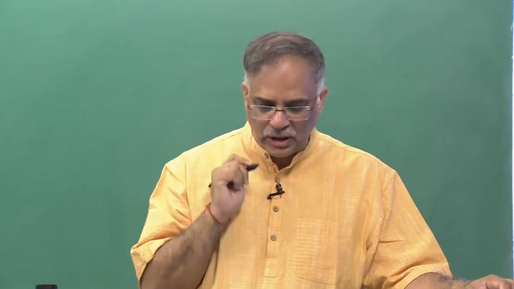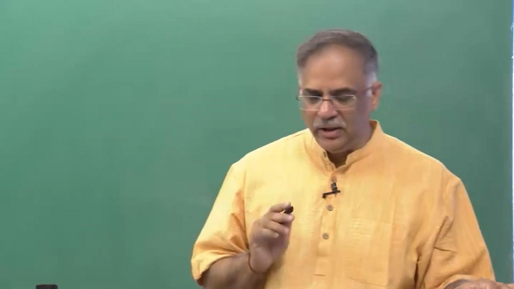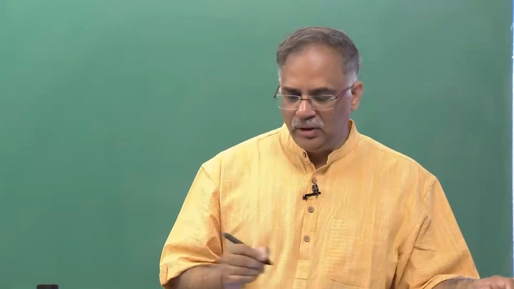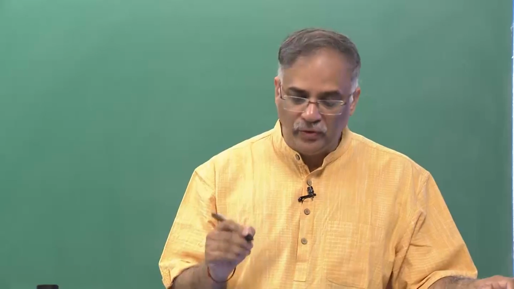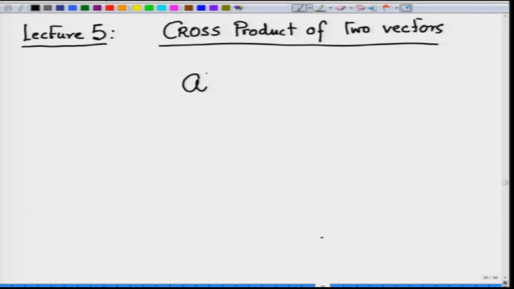So, today we are going to start our last lecture, the fifth lecture of the first week, and here we are going to introduce what is called the cross product of two vectors. That is, I will define a new kind of multiplication of two vectors. It does not give me a number, just like the dot product, it gives me a vector.